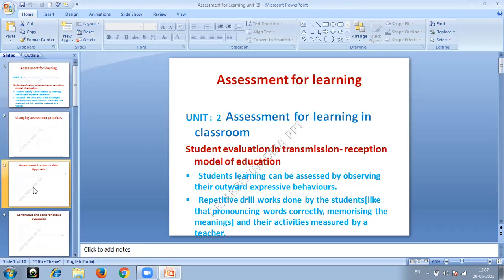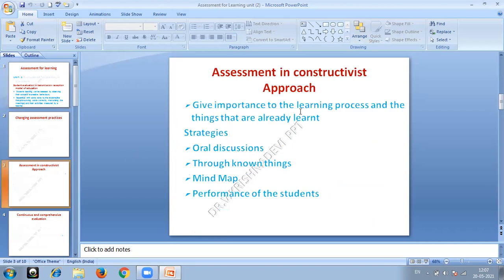Then we will use another model, assessment in constructivist approach. In this model, we can follow the following steps. That is, give importance to the learning process and then things that are already learned. Then what are the strategies to be followed in assessment in constructivist approach? Oral discussions through known things, mind map, performance of the students. Oral discussions, we will discuss generally, that is called orally, is called oral discussions through known things. That is to check the students' previous knowledge, also called through known things, and mind map.